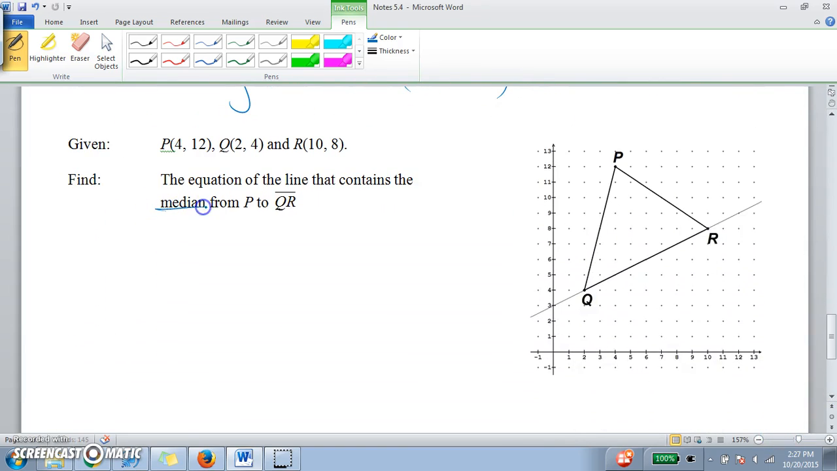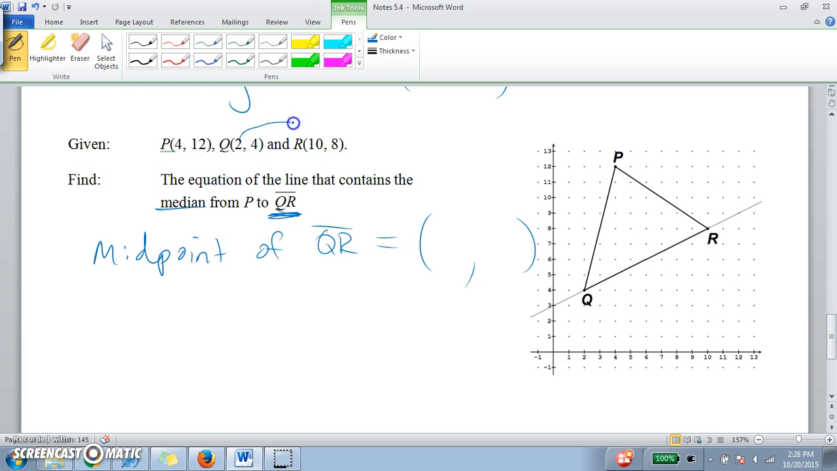Alright, a median, so now we're writing the equation of a median. Median goes through a midpoint. So if we're writing the equation of the median from P to QR, first thing we need to do is find the midpoint of QR. Midpoint of QR. So we have to find the x and the y coordinates.